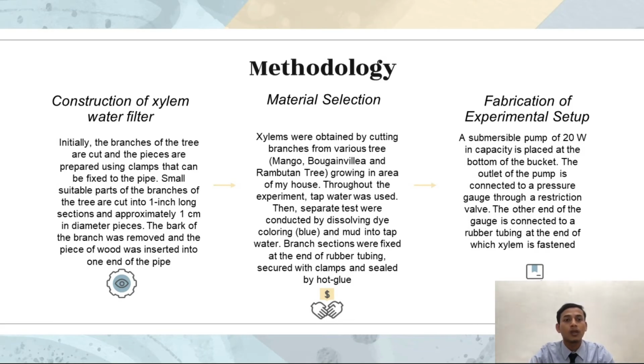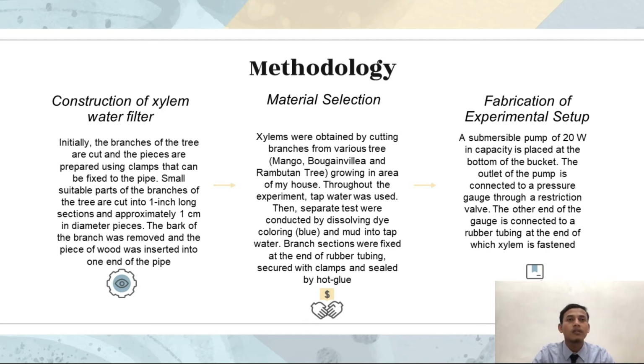Methodology. Firstly, it is about construction of the xylem water filter. Initially, the branches of the tree are cut and the pieces are prepared using a clamp that can be fixed to the part. Small suitable parts of the branch of the tree are cut into 1 inch long sections, approximately 1 cm in diameter. The bulk of the branch was removed and the piece was fitted into the end of the pipe.